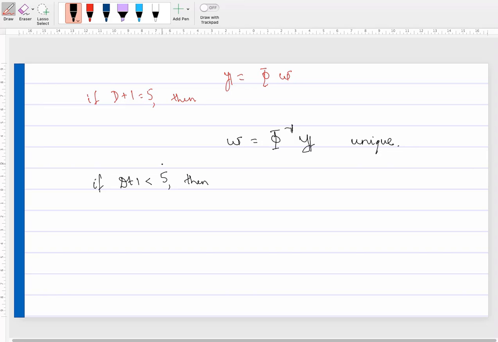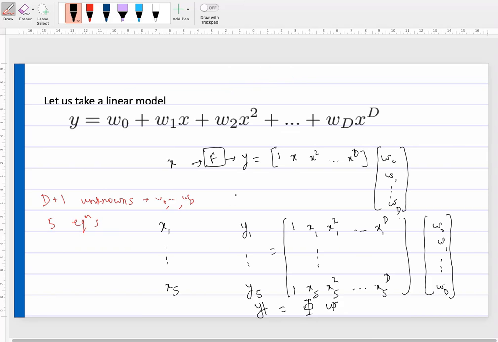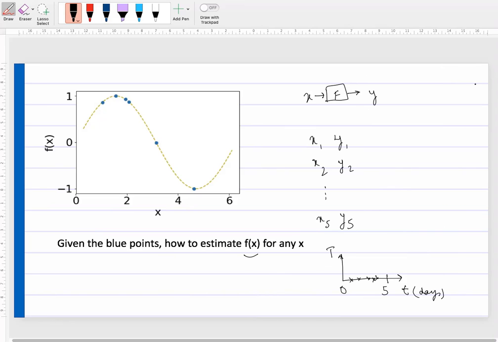So here there is nothing special about 5, it could be n also. This could be any capital N. If d plus 1 is less than capital N, then there is no unique solution. But what I can minimize is this: let us say my actual value is t and my model says y. So this is my model, and I also have my actual values. That is the target value.